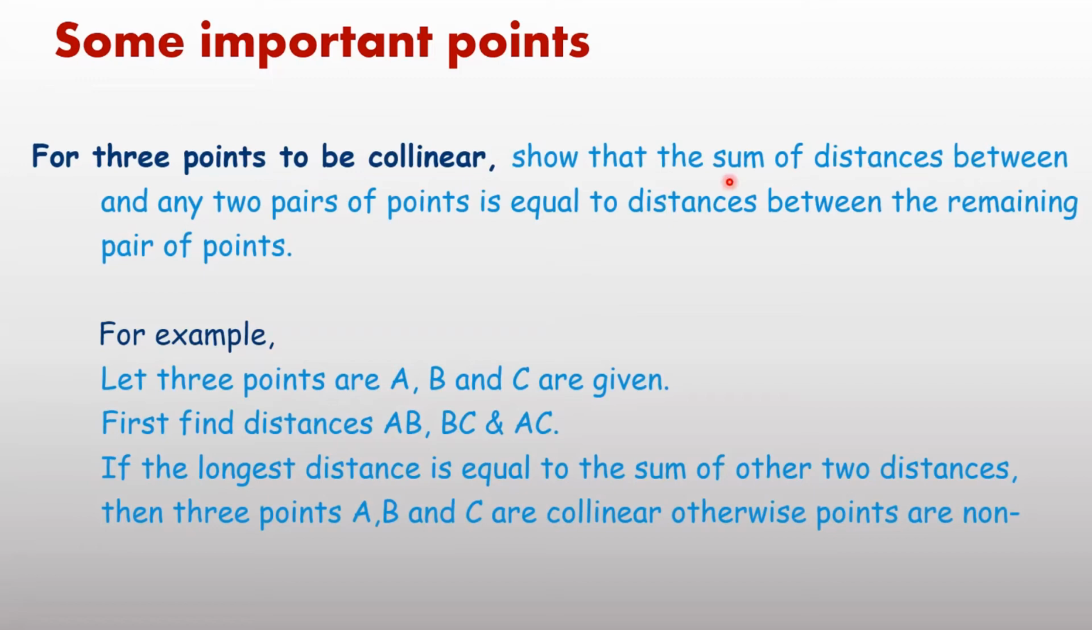Sum of distances between any two pair of points means any two, means AB, BC, or it may be AB, AC, or BC, AC, equal to distance between remaining pair of points. Means if AB, BC you are taking, the remaining is BC. In this pattern, if 3 points given, you have to find out AB, BC and AC. If longest distance equal to sum of other two distances, then 3 points are collinear.